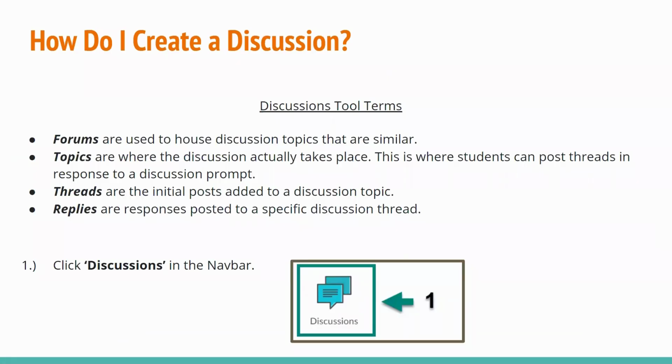Forums are used to house discussion topics that are similar to one another. Topics are where the discussions actually take place. This is where users can post threads in response to a discussion prompt. Threads are the initial posts added to a discussion topic, and replies are responses posted to a specific discussion thread.